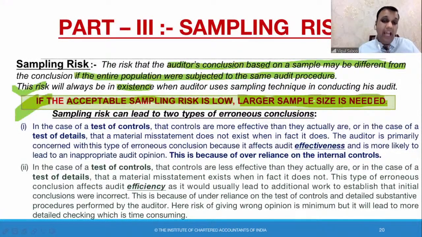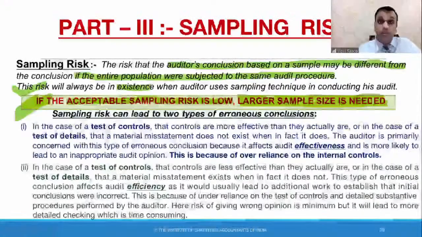So if I have the need of a very low acceptable sampling risk, I won't accept a high sampling risk. I accept a low sampling risk. Low sampling risk means the sample must correspond to the population. There should be hardly any deviations. So I'll check more. To check more of the population, I'll require more of the sample so that it covers a major part of the population. To cover a major part of the population, my sample size should be large. So this is what it proves.